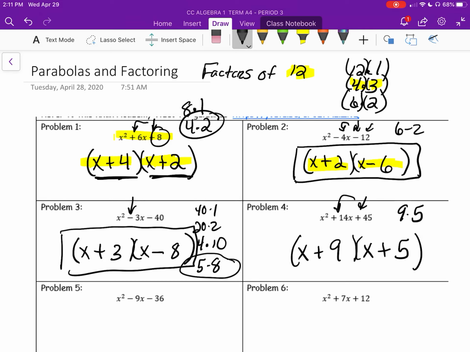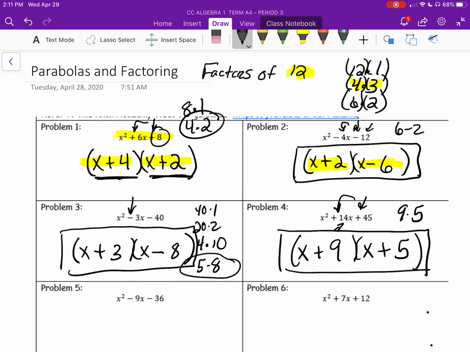The only other two factors of 45 are 45 and 1. And I knew that those weren't going to be it because 45 and 1 add up to 46, and that number was not large enough. Right? So those are the factors.